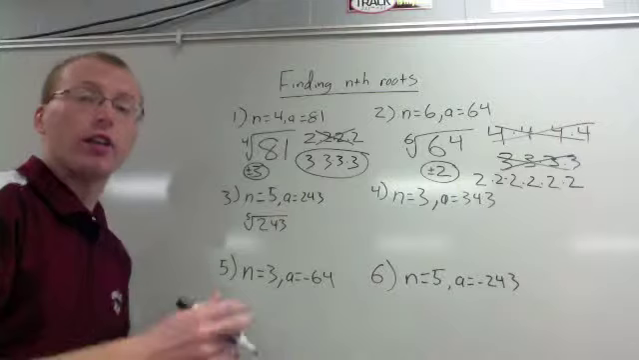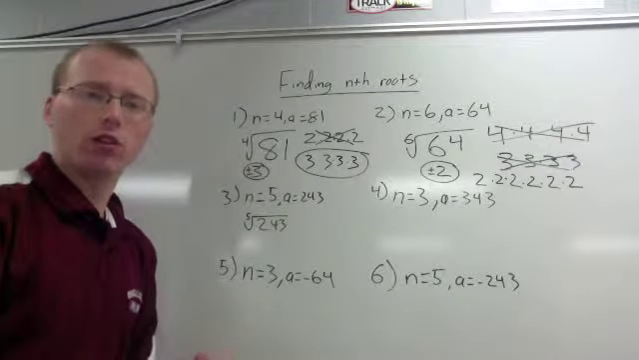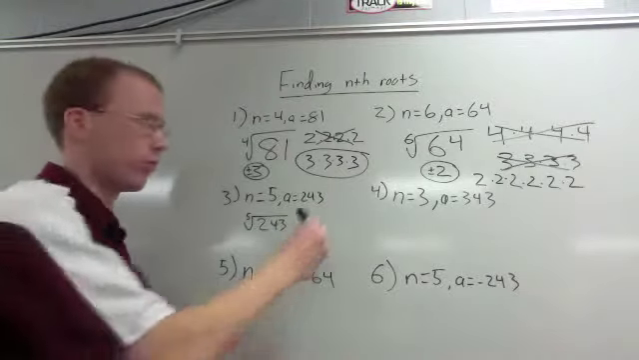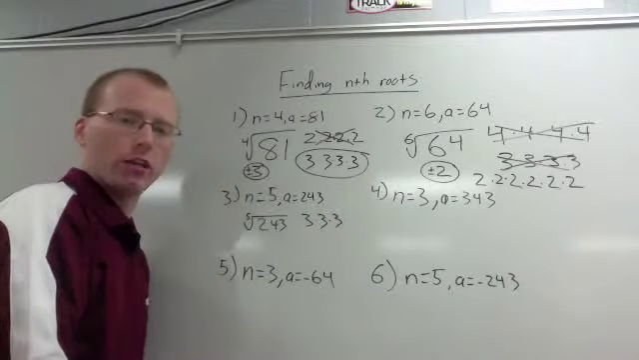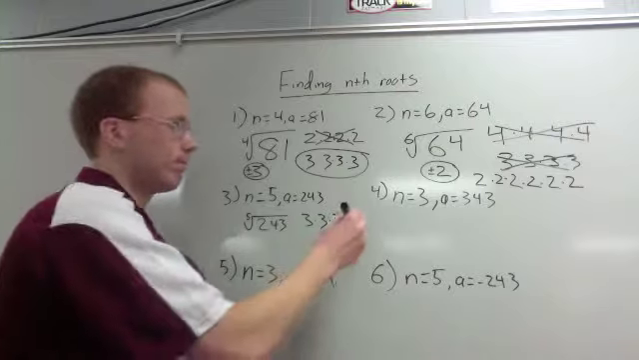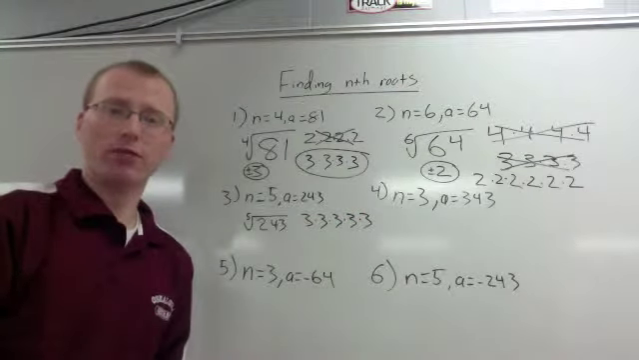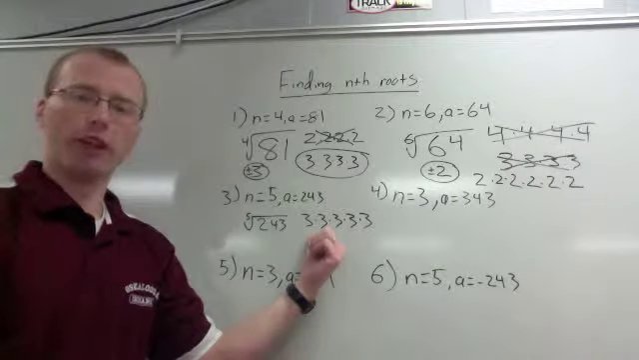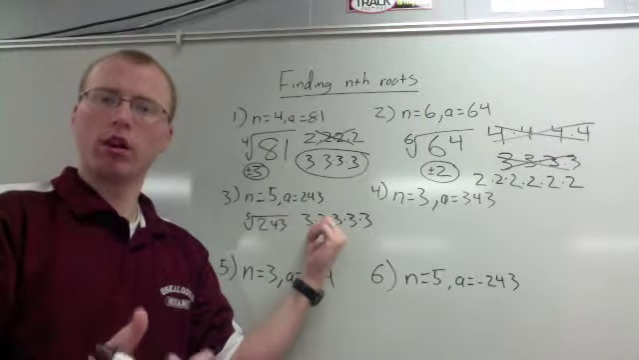and I want to find the 5th root of that number. Well, let's look at it. Let's start with 3. So 3 times 3 is 9, times 3 is 27, times 3 is 81, times 3 is 243. So 3 is an answer. Positive 3 works. Positive 3 is the 5th root of 243.